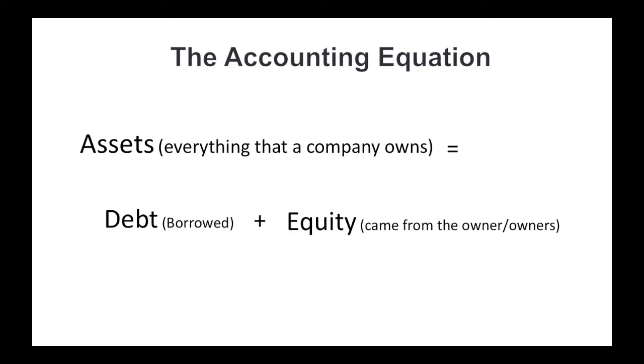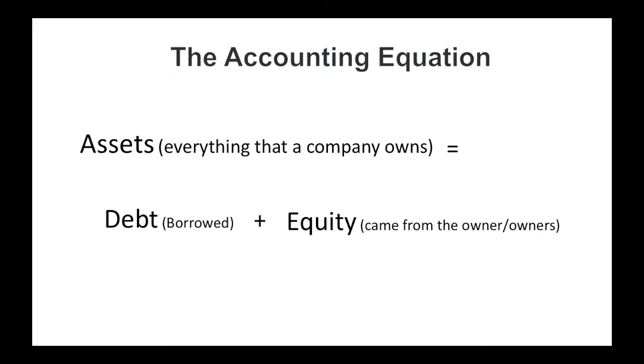What the equation is telling you is that assets, everything a company owns, must have come from debt, which is borrowed, or equity, which came from the owner or owners of a business, or a combination of both debt and equity. Another version of the equation is assets equals liabilities plus stockholders' equity. Both these equations are basically communicating the same idea. They are saying that everything that the company owns must have come from either debt or equity or a combination of both. This equation has to balance at all times.